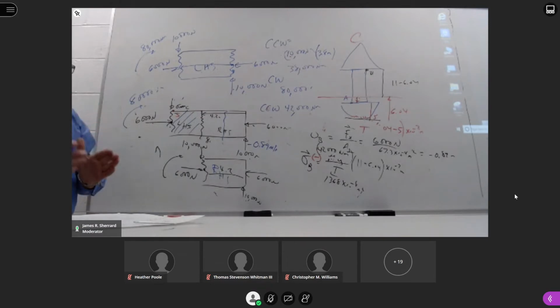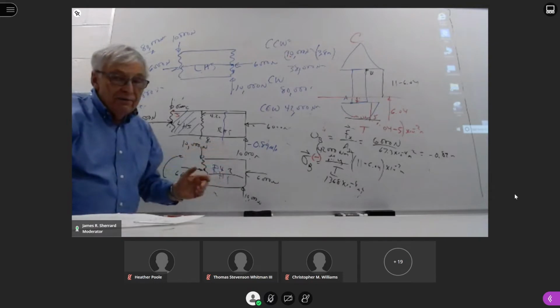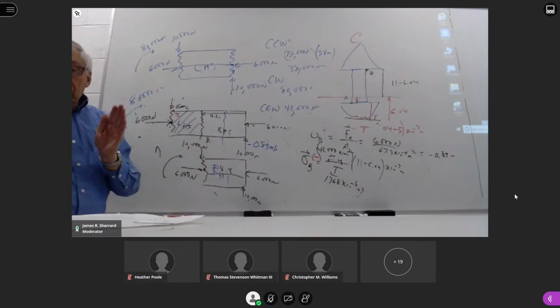That's the beauty of free body diagrams and using the 6 equilibrium equations. In this case, I picked the right-hand side because to me it was a little simpler.